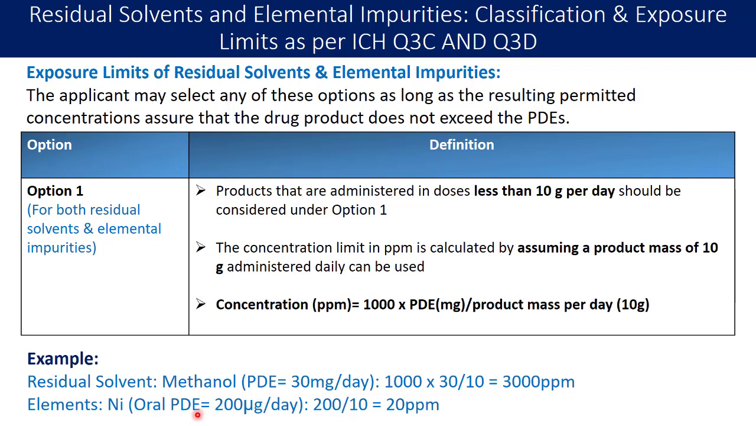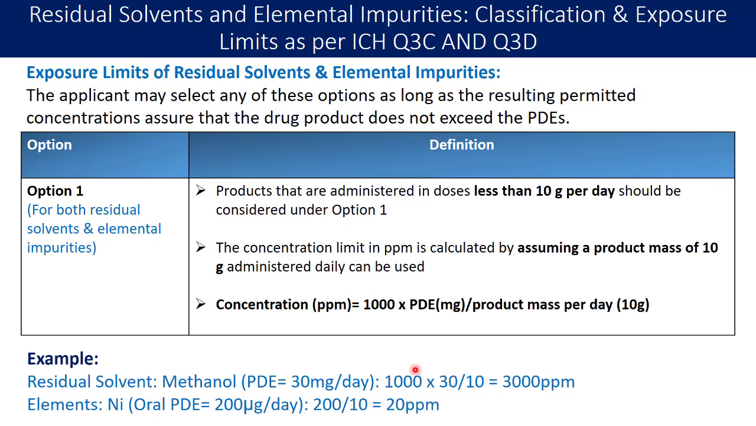However, in the case of nickel, what is the unit of PDE now? Is it mg or microgram? It is microgram. So for that, I will not use this 1000. I will only take the permitted daily exposure in microgram divided by 10 gram. Just look at the unit we get, microgram per gram. So what is the alternative way to express microgram per gram? It is nothing but ppm.